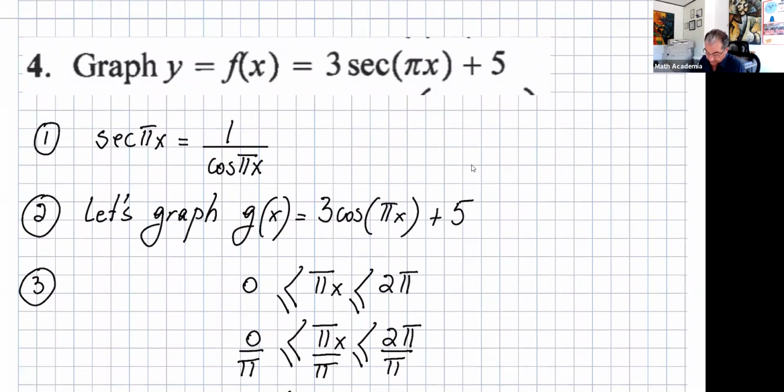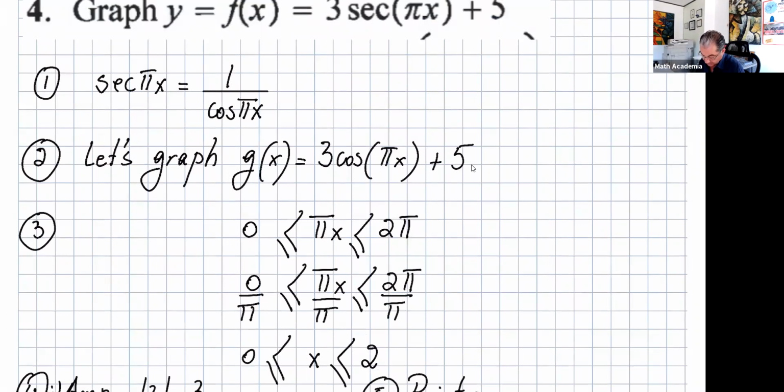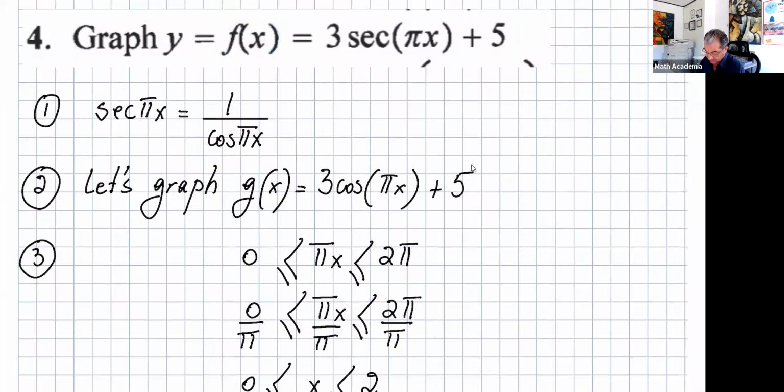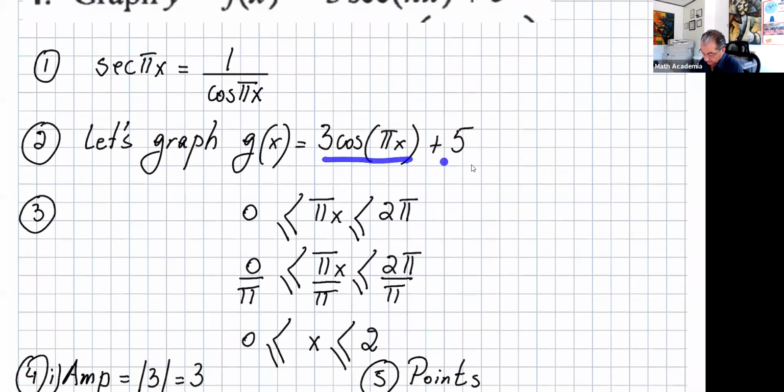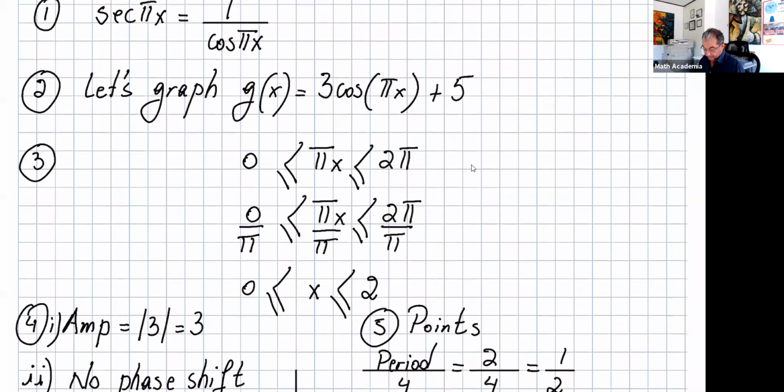Number 4, 3 secant pi x plus 5. So if you want to graph secant, you know that secant pi x is 1 over cosine pi x. And let's graph, I call this function g of x because it's not the same thing as that. 3 cosine pi x plus 5. It's much easier to graph cosine first, then get the graph of the secant from the graph of cosine.